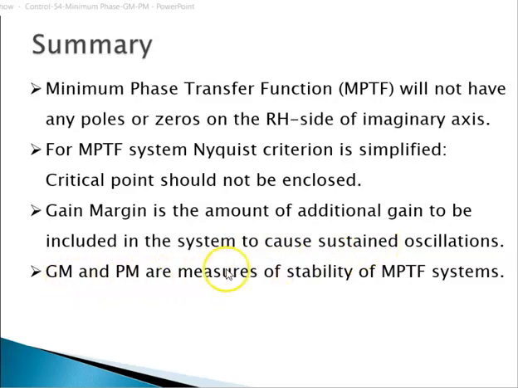So gain margin and phase margin are measures of stability of minimum phase transfer function systems.